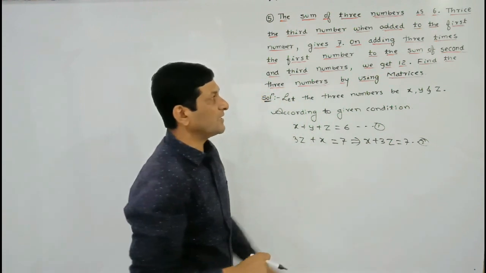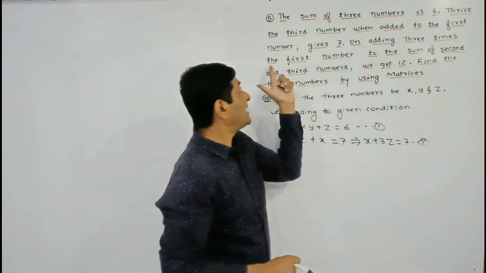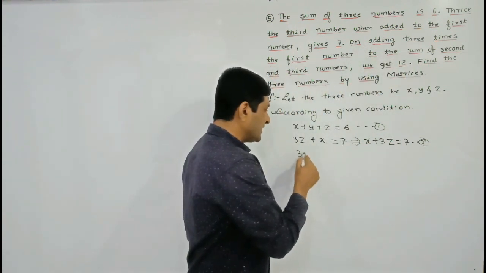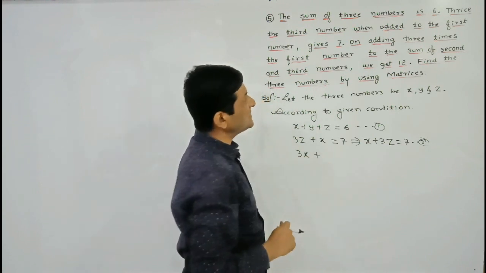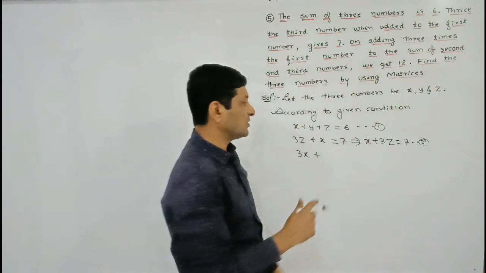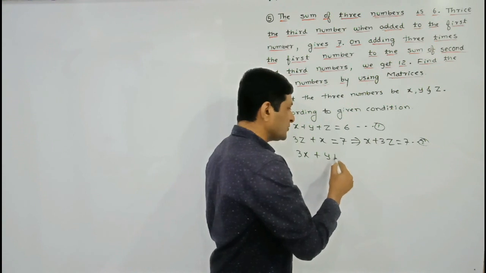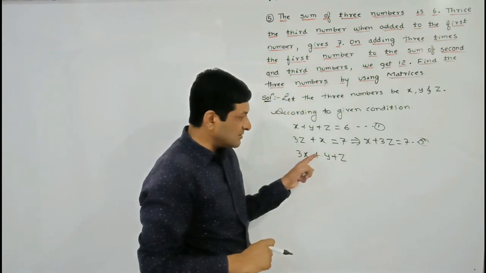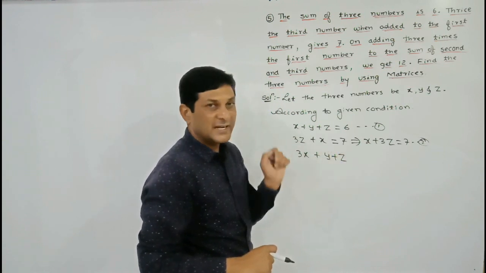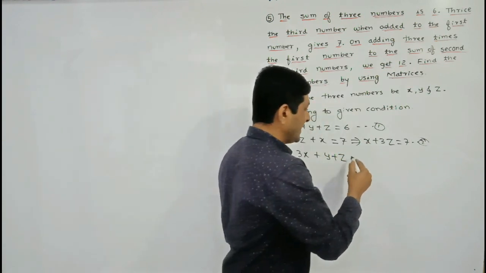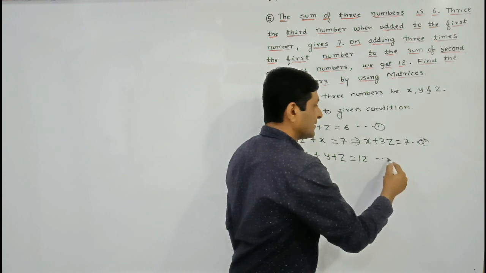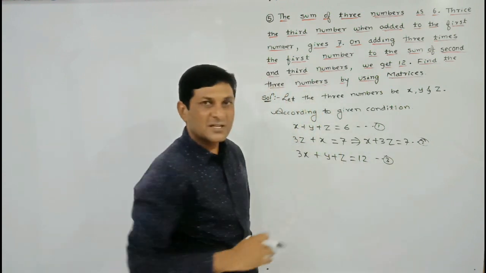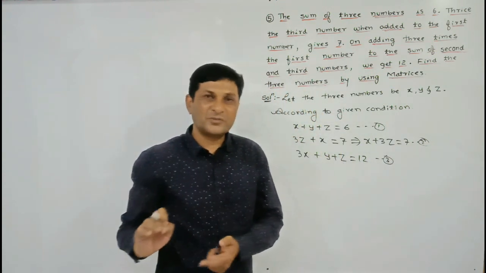Now observe the third condition. 3 times the first number is added to the sum of the second and third. Sum of second and third means what? Second is y and third is z. 3 times the first number is added to the sum of second and third, it gives 12, which is our third equation. So using the conditions in the example, we have got 3 equations.